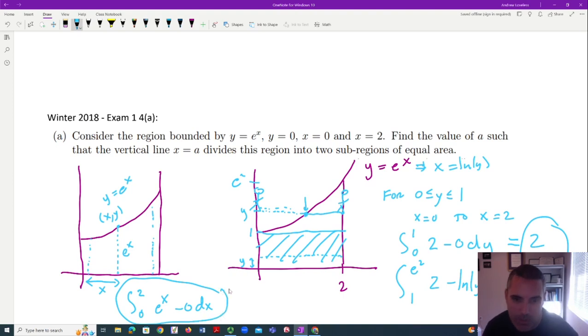I talked in class about this is why we want options, because there's going to be times we'd much rather do it one way or the other. In this case, I'd much rather do x because the top and bottom don't change. In terms of y, the left changes. Okay, let's do another one.